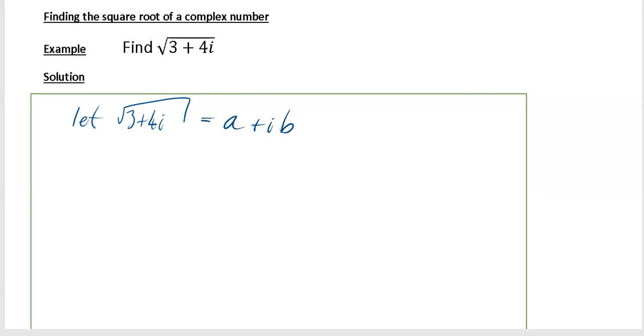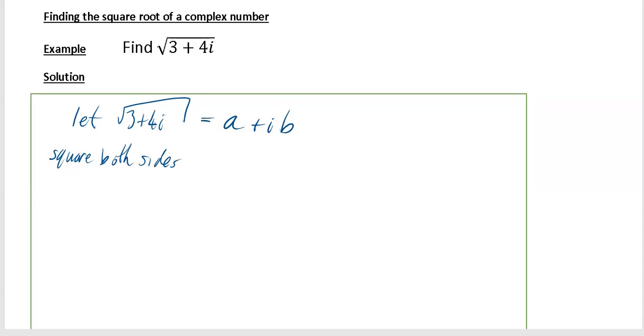Now I don't know if this is going to be an imaginary number or a complex number, but I've allowed it to be, if it needs to be, a complex number. So it's got a real part and it's got an imaginary part, and we'll see what happens. Okay, all we're going to do here is square both sides. So square both sides to see what happens.